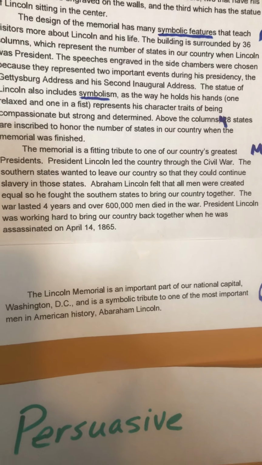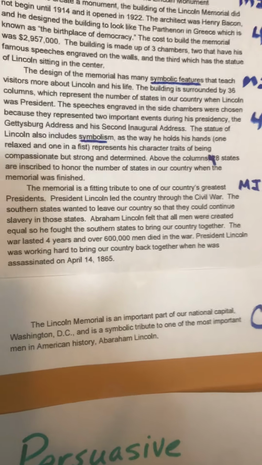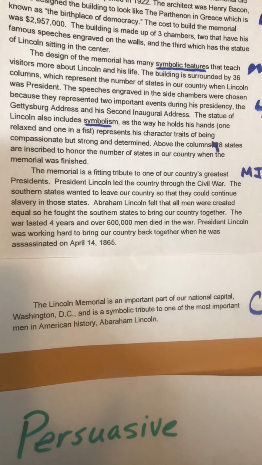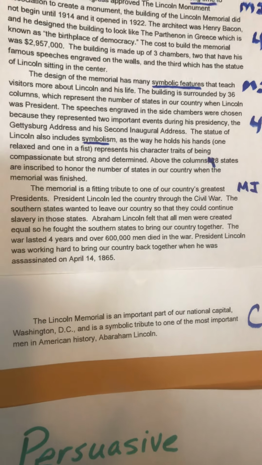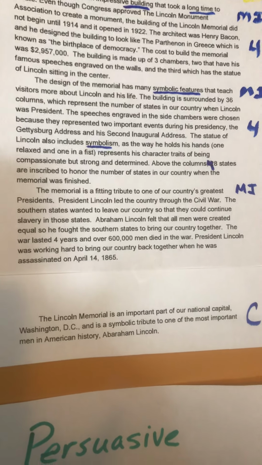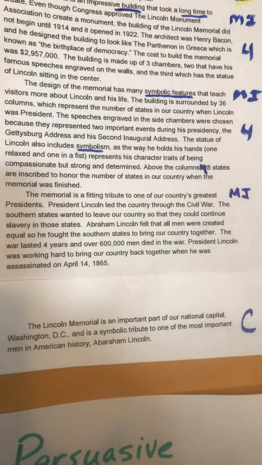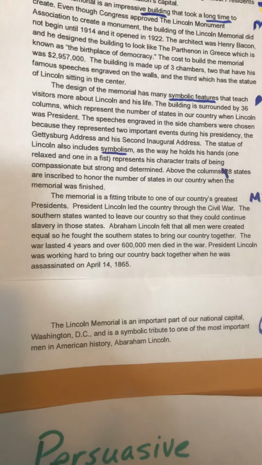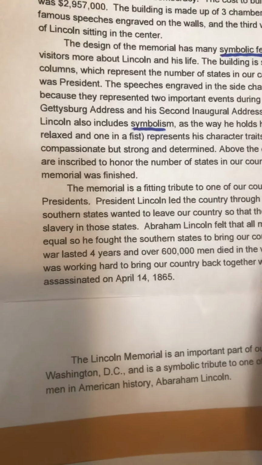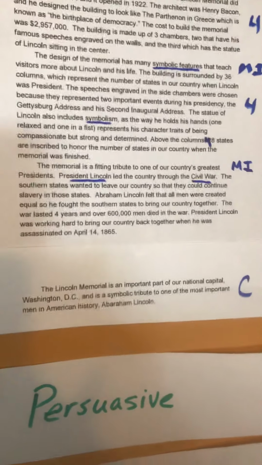President Lincoln led the country through the Civil War. The southern states wanted to leave our country so that they could continue slavery in those states. Abraham Lincoln felt that all men were created equal, so he fought the southern states to bring our country together. The war lasted 4 years and over 600,000 men died in the war. President Lincoln was working hard to bring our country back together when he was assassinated on April 14th, 1865. So it's about Lincoln and the Civil War. Okay? I think that's what the main gist of that paragraph is.